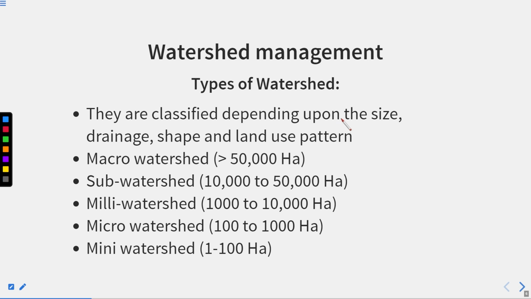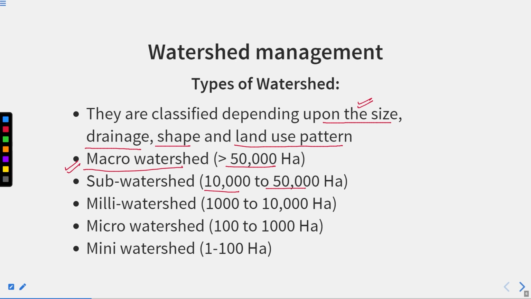Now there are different types of watershed. They are classified depending upon the size, its drainage, shape, and the land use pattern. Macro watershed, that is above 50,000 hectare. Suppose the size of the watershed is more than 50,000 hectare, then it will be called a macro watershed.